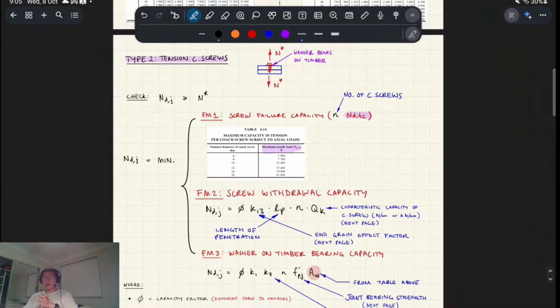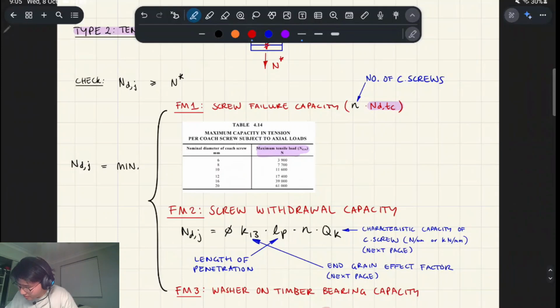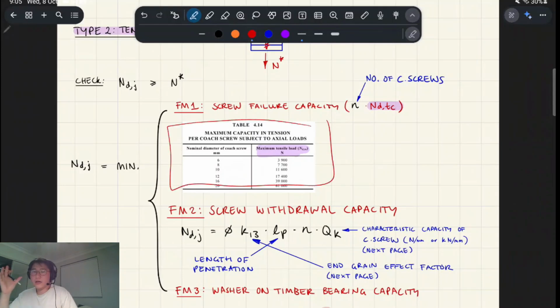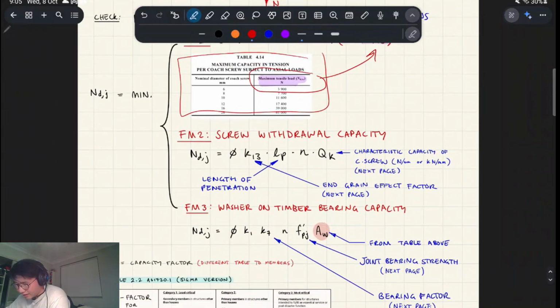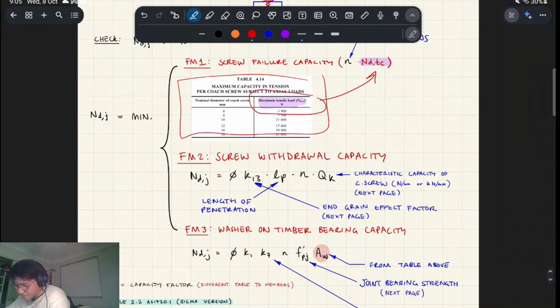So tension. These numbers and this table are unique to coach screws, but it works similarly. You just grab this number and plug it into this formula. And then failure mode 2 is basically the withdrawal capacity instead.